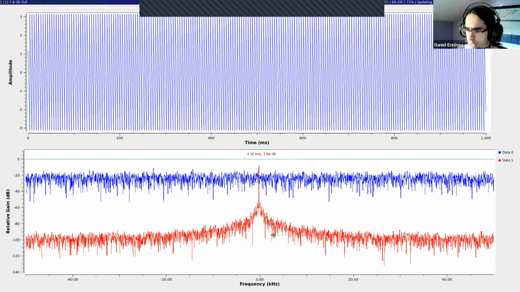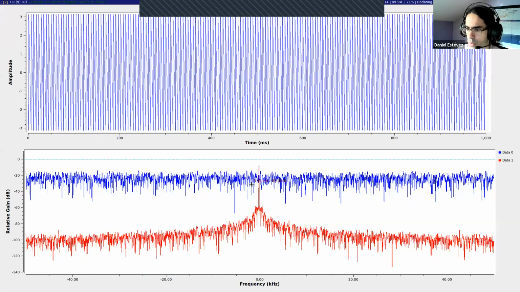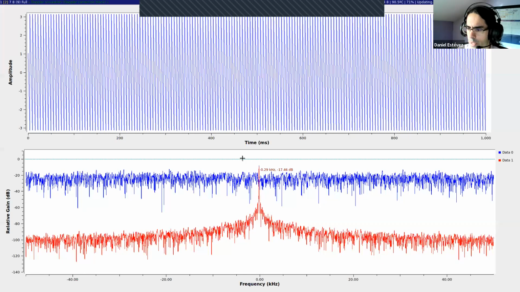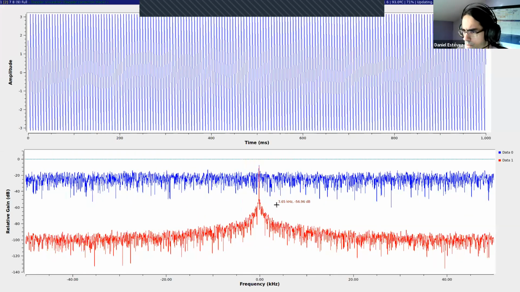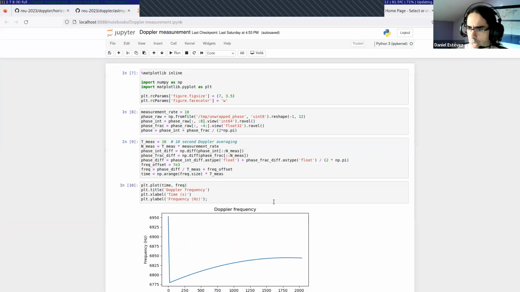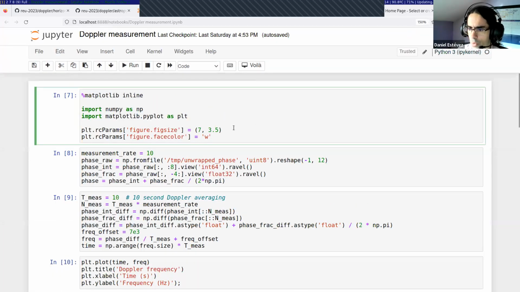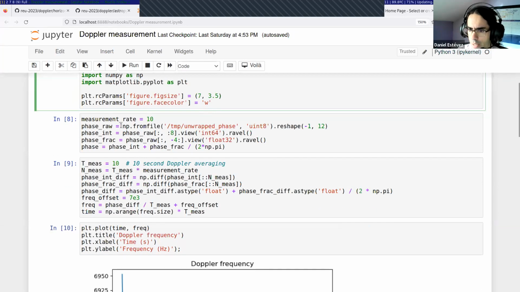So let's run this again, and now we are storing these measurements to a file, and we need to run this for some time. Meanwhile, I'm going to show what we do in this Jupyter notebook. There is the Jupyter notebook in the repository. And what we do is we read the file that we are saving.